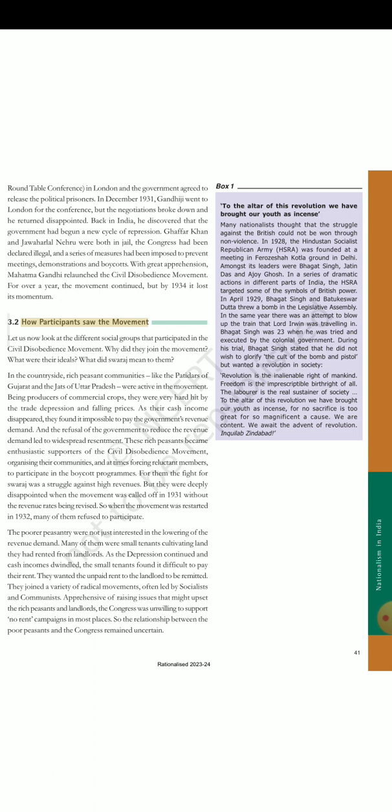3.2. How participants saw the movement. Let us now look at the different social groups that participated in the civil disobedience movement. Why did they join the movement? What were their ideals? What did Swaraj mean to them?